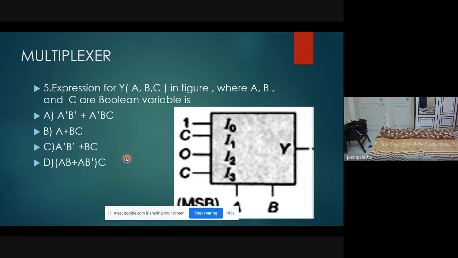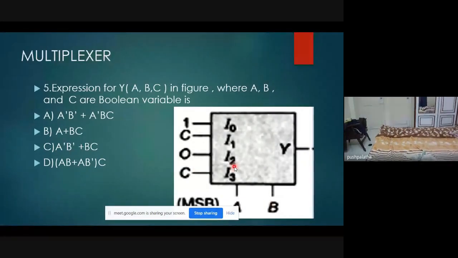Now let me solve the question. So how will you solve? First you take 0, 0, right? When I take 0, 0, I select I0, which is equal to 1, right? When I select 0, 1, that is A bar B, it will select C. And 1, 0 is 0, right? And 1, 1, A B, when it selects A B, it will select C.